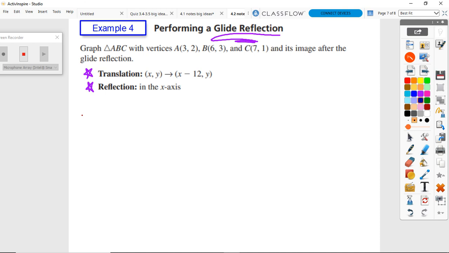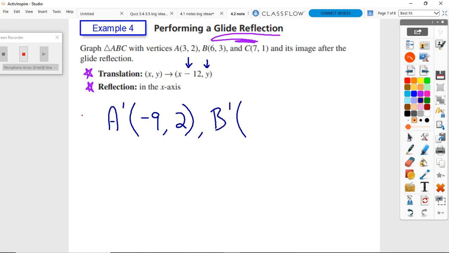The translation first. So A prime, what happens to the 3? You got to lose 12 on it. So that puts me at -9. And then the y value, nothing changes. So keep that the same. Then we take a look at B prime. So again, this can be done without even graphing this bad boy. So lose 12 on the 6, that puts you at -6. Keep the y value the same. C prime, lose 12 on the 7, and keep the y value the same. So there's our slide.